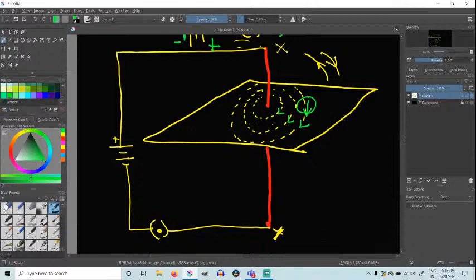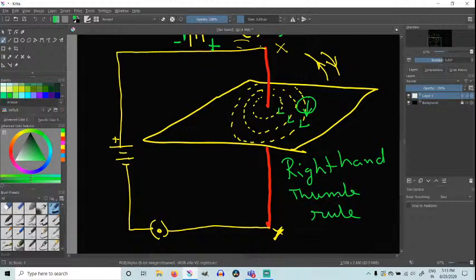Now this is something very important. We will be finishing the class with this. How do I get to know what the direction of these field lines will be? There is a rule known as the right hand thumb rule. What is this right hand thumb rule?